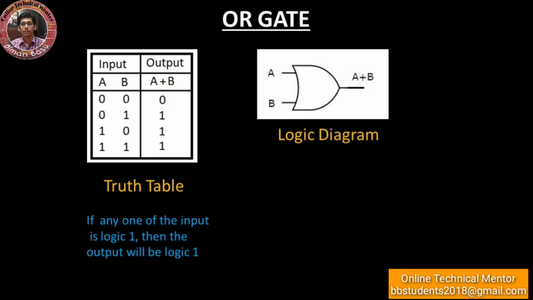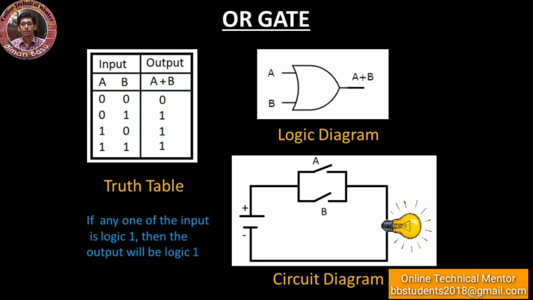So this is the logic diagram. It somehow looks like the front portion of a fish. Okay. So it also has two inputs A and B, and it is producing A or B as an output. Now the circuit diagram, where A and B are attached in parallel.